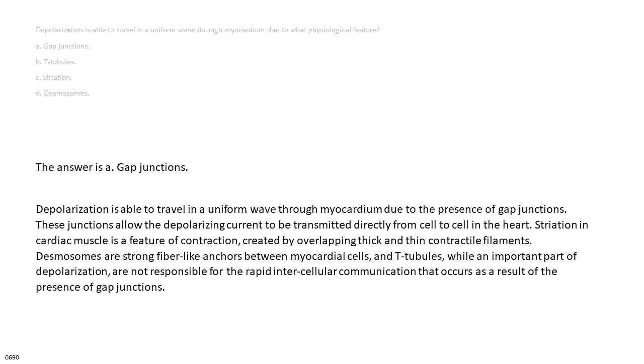Depolarization is able to travel in a uniform wave through myocardium due to the presence of gap junctions. These junctions allow the depolarizing current to be transmitted directly from cell to cell in the heart. Striation in cardiac muscle is a feature of contraction, created by overlapping thick and thin contractile filaments. Desmosomes are strong fiber-like anchors between myocardial cells, and T-tubules, while an important part of depolarization, are not responsible for the rapid intercellular communication that occurs as a result of the presence of gap junctions.